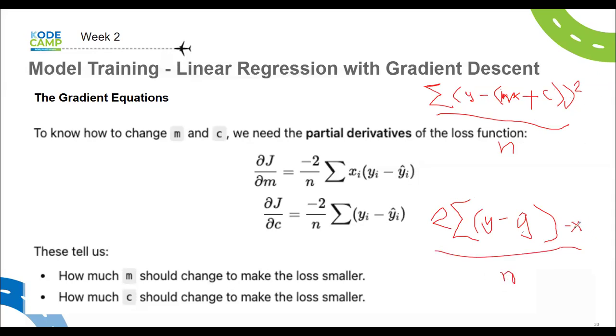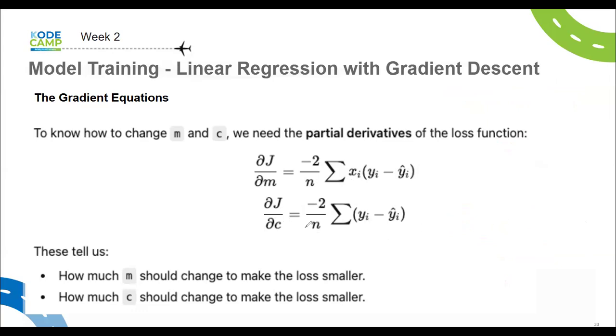So this minus x here, the minus comes out. You have minus 2 over n, and then the x stays inside the summation sign. So that's x i times y i minus y hat i. If you do the same thing with respect to c, this goes away and it is minus 1. So there's no x here, just a minus 1, and this minus 1 just comes out. So you have minus 2 over n times the sum of y i minus y hat i. I hope that helps those who wanted to understand it.